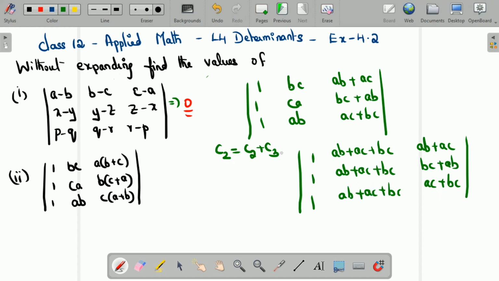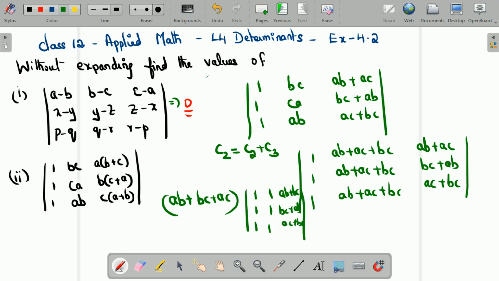So I can simply take this out of the determinant. The determinant will get reduced to AB plus BC plus AC into the new determinant 1, 1, 1, 1, 1, 1. Again, the last column I'm going to retain as such: AB plus BC, BC plus AB and AC plus BC. So we see that two columns are matching in this determinant.